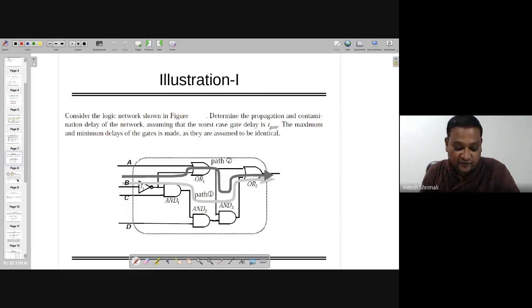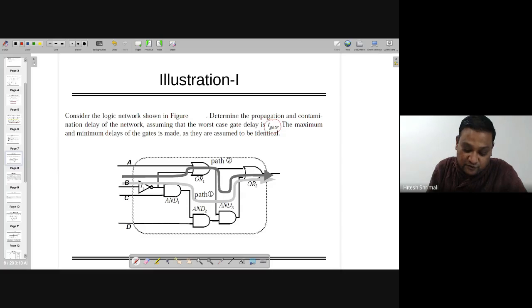Now let's take one example. It's better to go with an example rather than going into theory much. This is also an example taken from Rabaey, which says: consider the logic network shown in the figure. Now determine the propagation and the contamination delay of the network, assuming that the worst case delay from each gate is T gate. The maximum and minimum delays of the gates are the same and they are assumed to be identical. So all the delays of the gates are T gate.